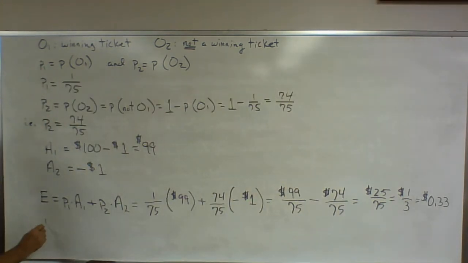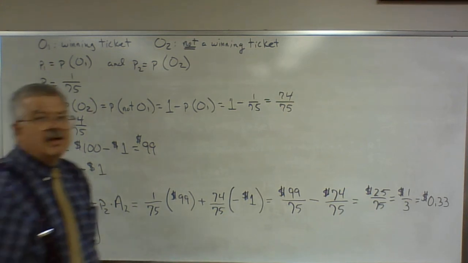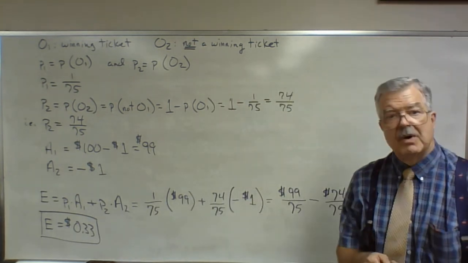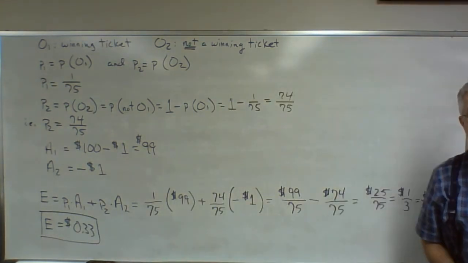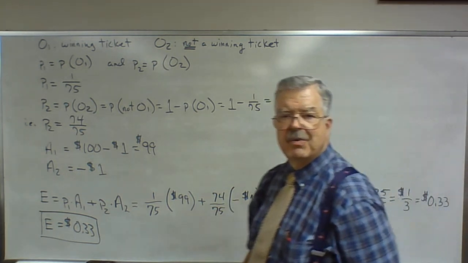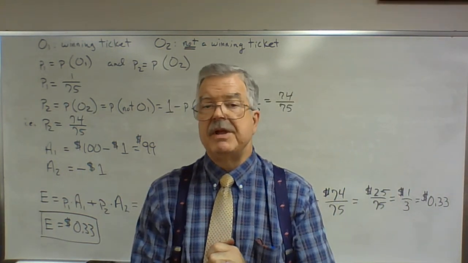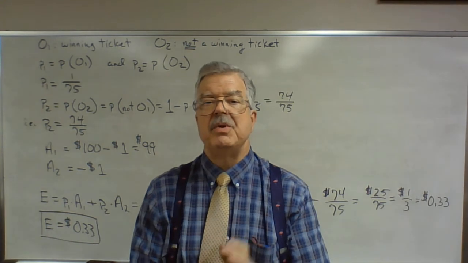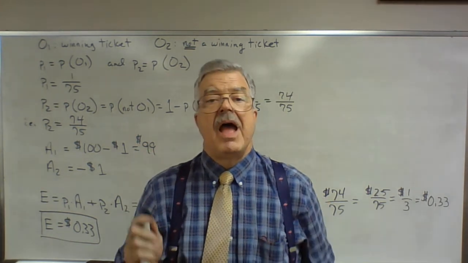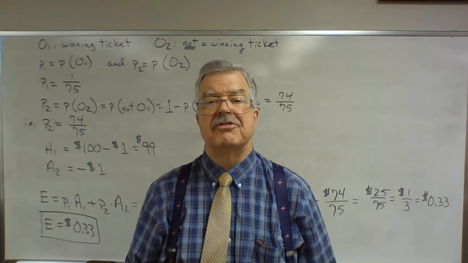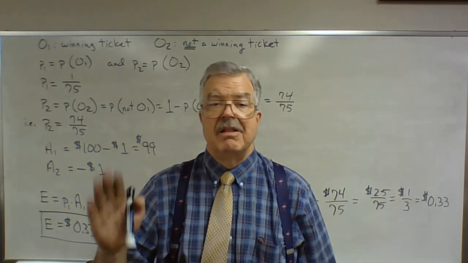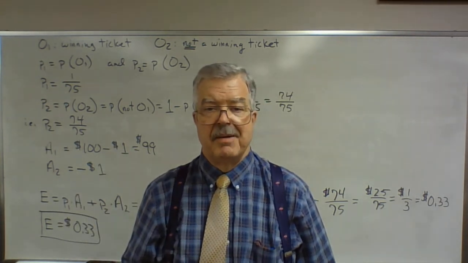The expected value based on this experimental data, 33 cents, is exactly what we computed before. Let me see if I can get out of your way here. It's exactly what we computed before when we were computing on average how much a person should be able to expect to win if they buy lottery tickets over a long period of time.